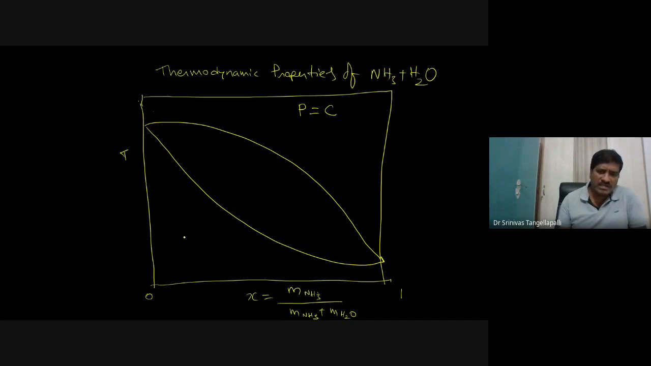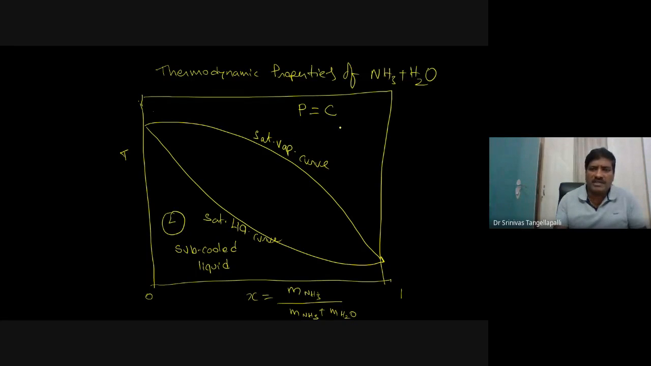I'm showing one region below the saturation liquid curve. This is the saturated liquid. This is the saturated vapor curve. So below the saturated liquid curve, this is a compressed liquid, or you may call this a subcooled liquid. This is the subcooled liquid part, and this is the superheated vapor. This is the liquid portion, and this is the vapor portion. And this is unsaturated, but the liquid on this saturated line is the saturated liquid.